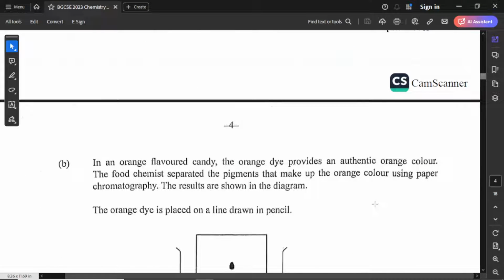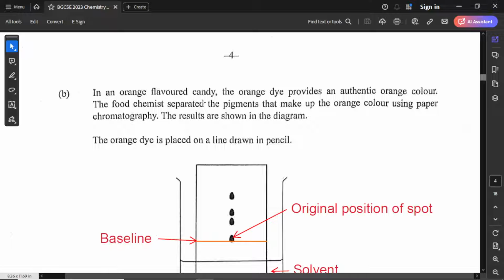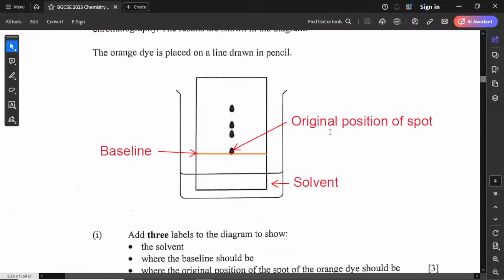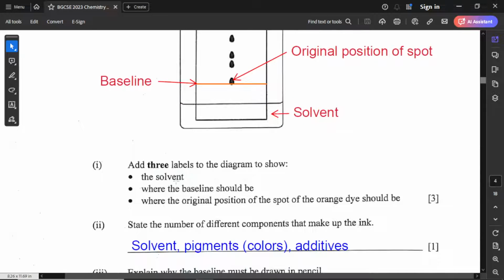All right, so for part B, it said in an orange flavored candy, the orange dye provides an authentic orange color. It said the food chemist separated the pigments that make up the orange color using paper chromatography. The results are shown in the diagram, and so you have the orange dye placed on a line drawn in pencil. And so it asks us here to add 3 labels to the diagram to show the solvent, where the baseline should be, and that's the line drawn with pencil. And they said where the original position of the spot of the orange dye should be.